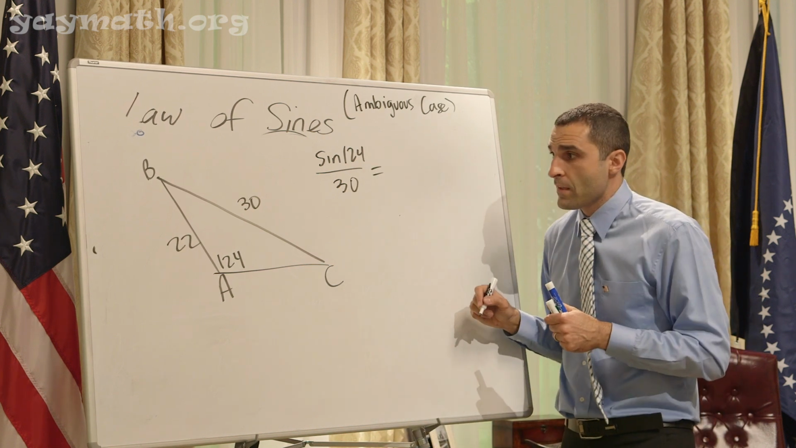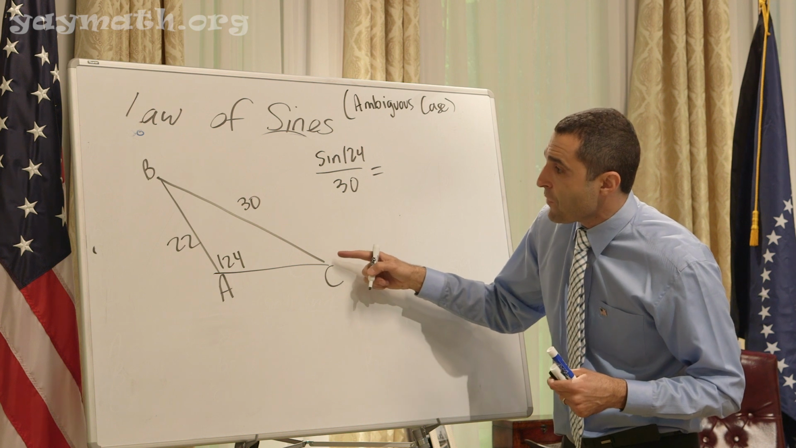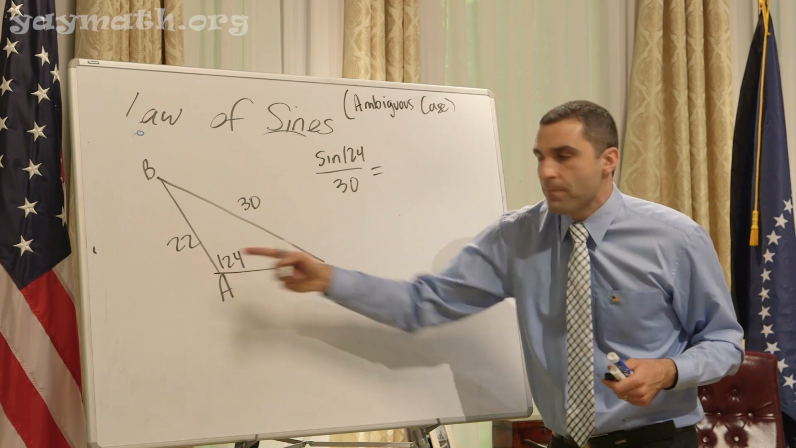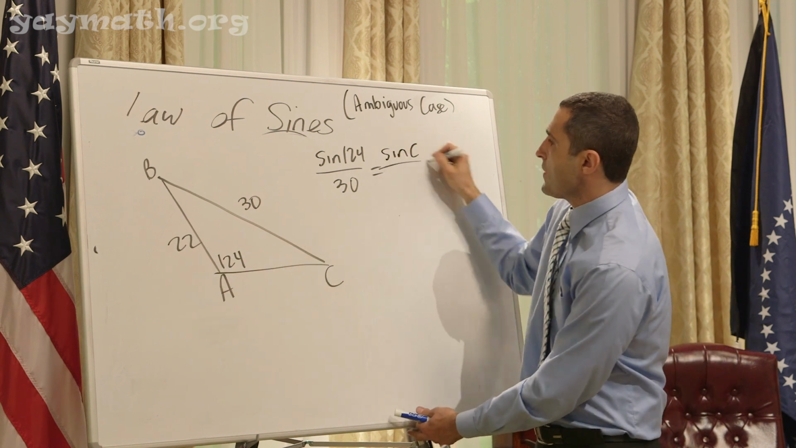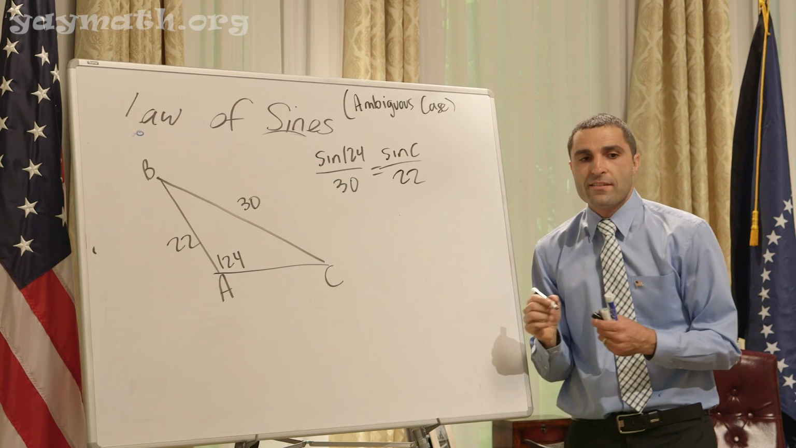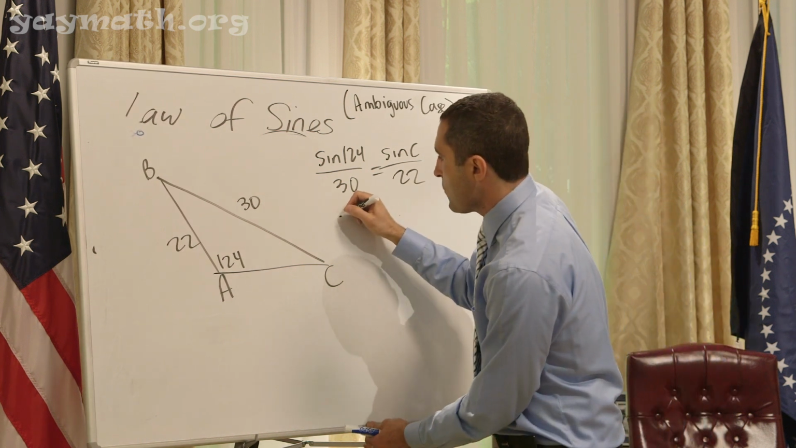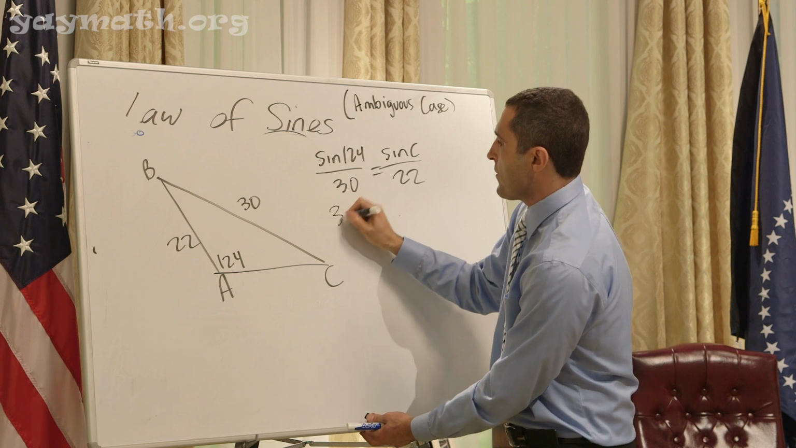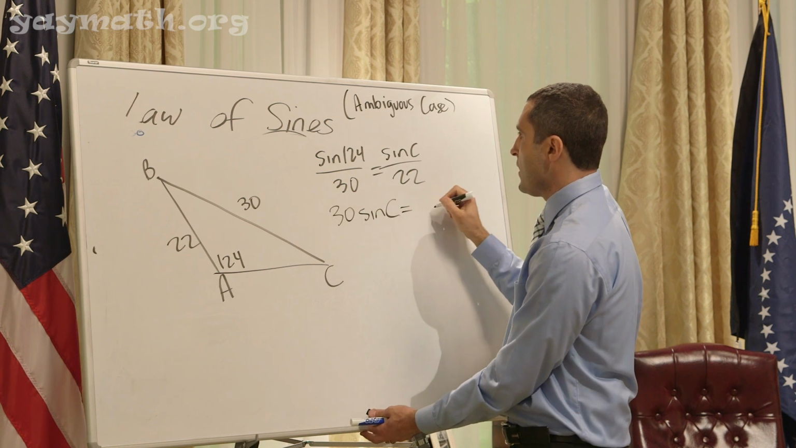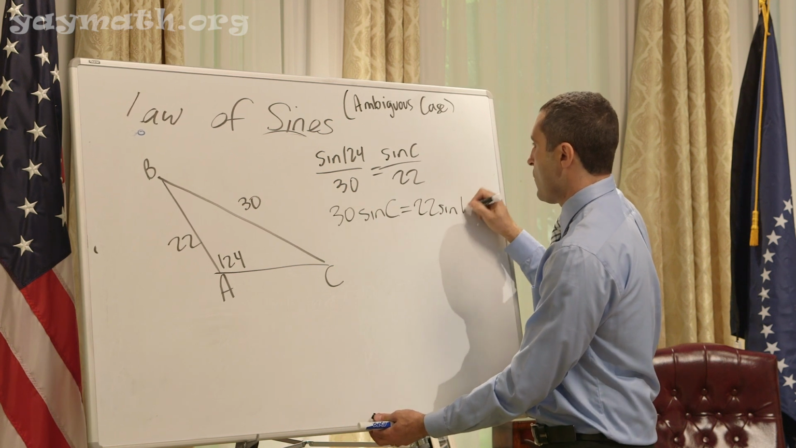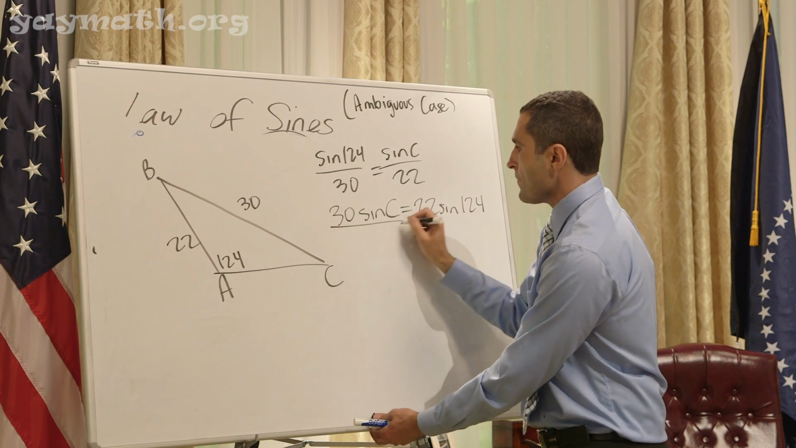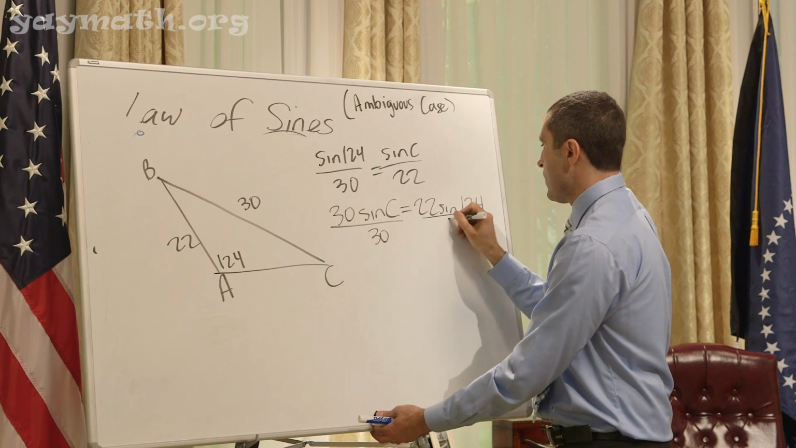C, either one. Well, actually, not either one. It should be C, right? Yeah, because we have the 22. Sine C over 22. Cross multiply and solve. So we get sine C equals 22 sine 124 over 30.